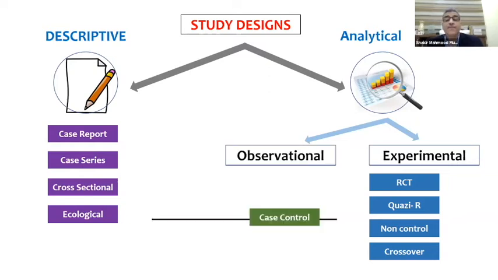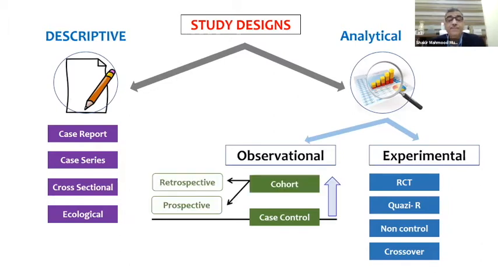While the observational is basically divided into three. When we collect data at the same time, this is the cross-sectional. When we have the exposure and search in the future for the occurrence of the outcome, this is the cohort. And when we have the outcome and dig in the history to see whether the patient has been exposed or not, this is the case control.